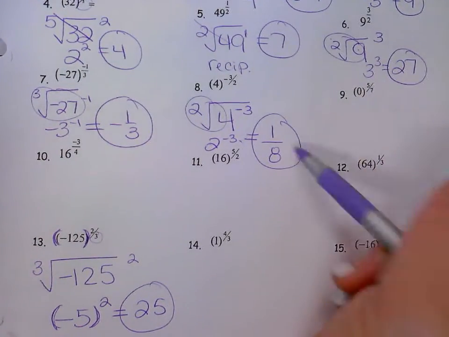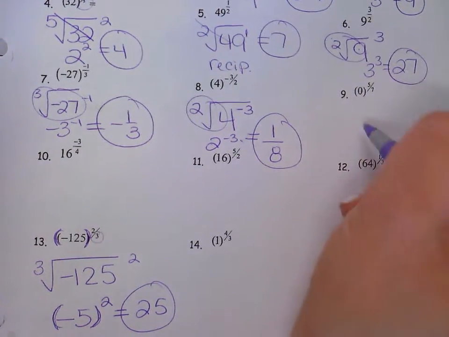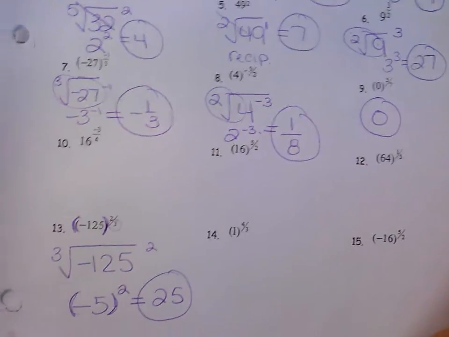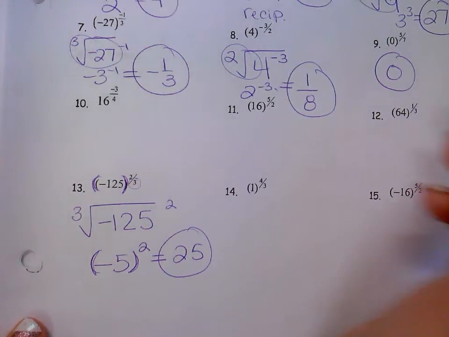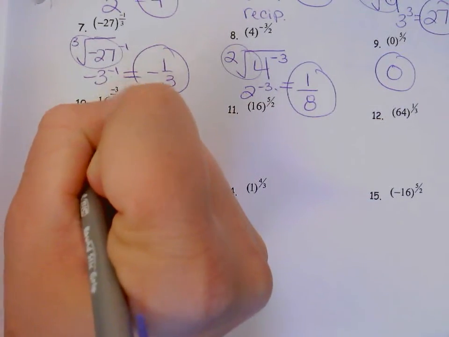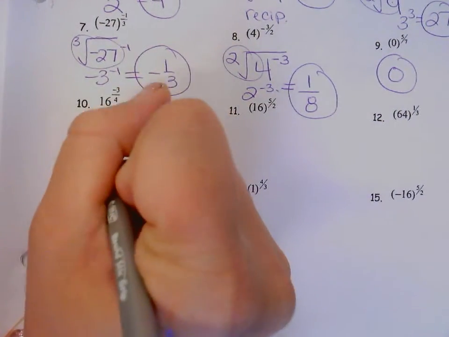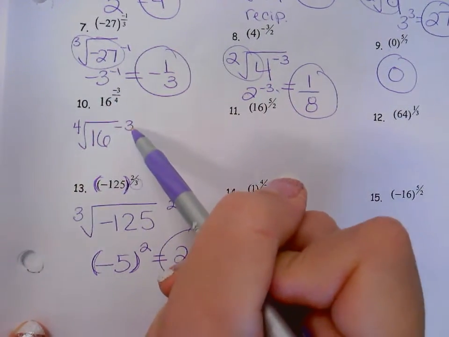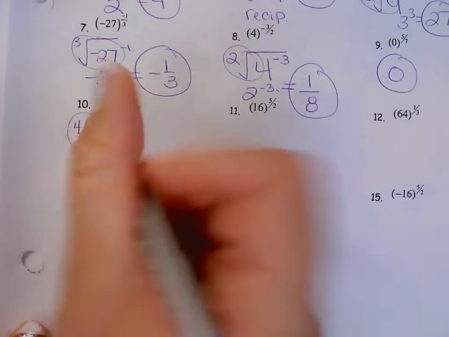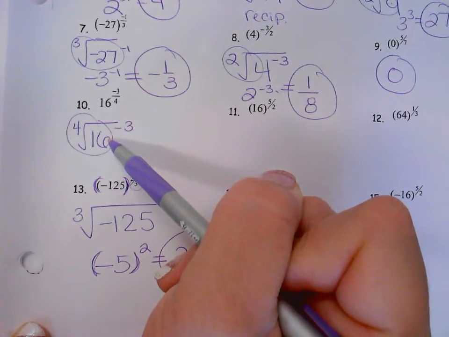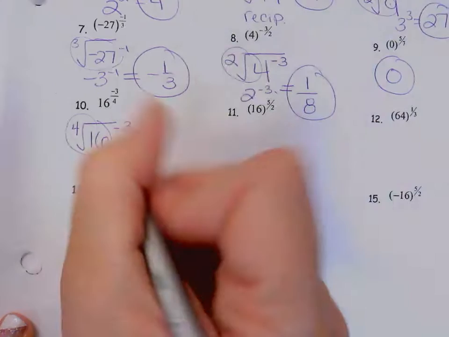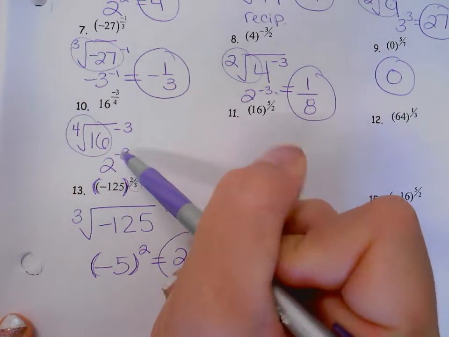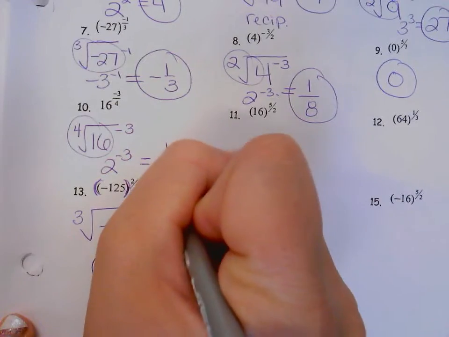Anything for 0, 0 to whatever power will always be 0 because 0 is the base. So number 9 should have been 0. On 10, I'm taking the 4th root of 16. Then I need the reciprocal of the answer when I cube it. So the 4th root of 16 is 2 because 2 to the 4th power is 16. And then I need to do 2 cubed, which is 8, and I'm taking the reciprocal, so 1/8.